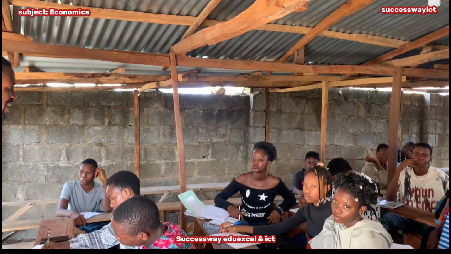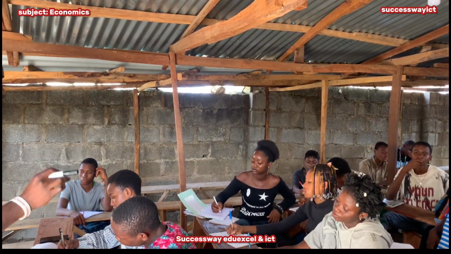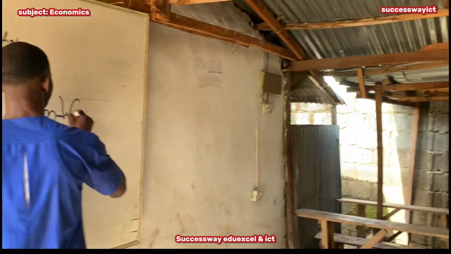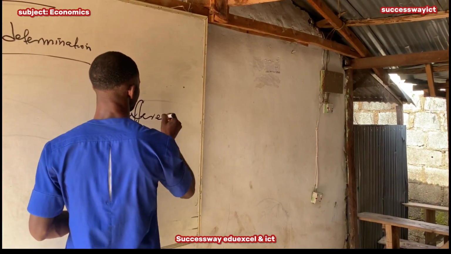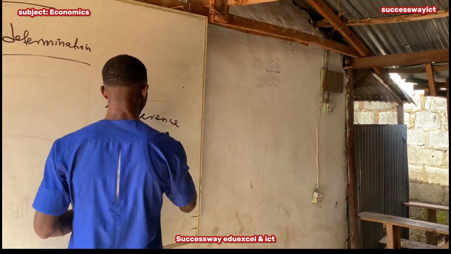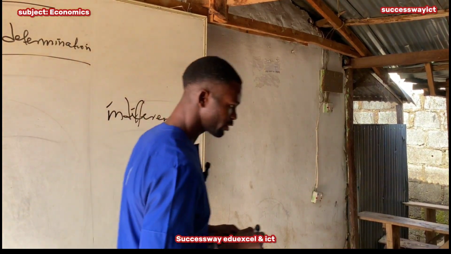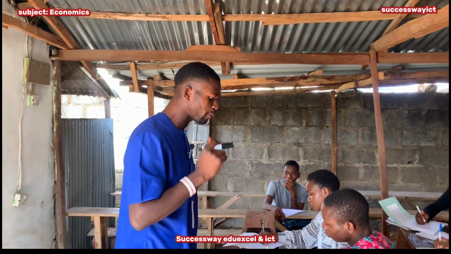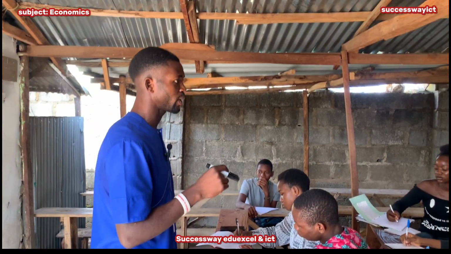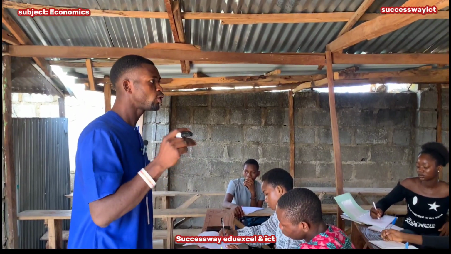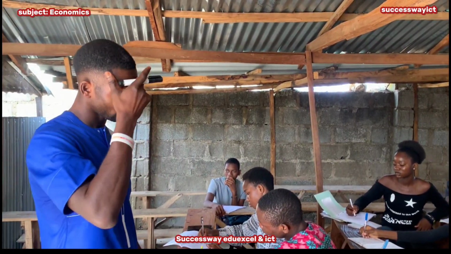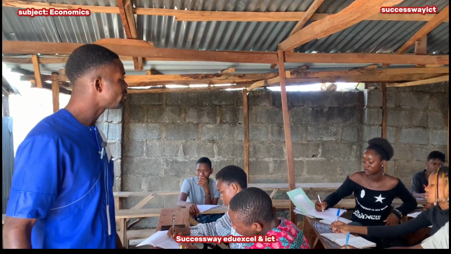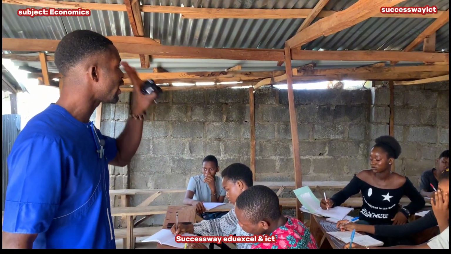Another objective, indifference curve. Then the final objective there is mathematical approach to consumers theory. That is topic number 1.